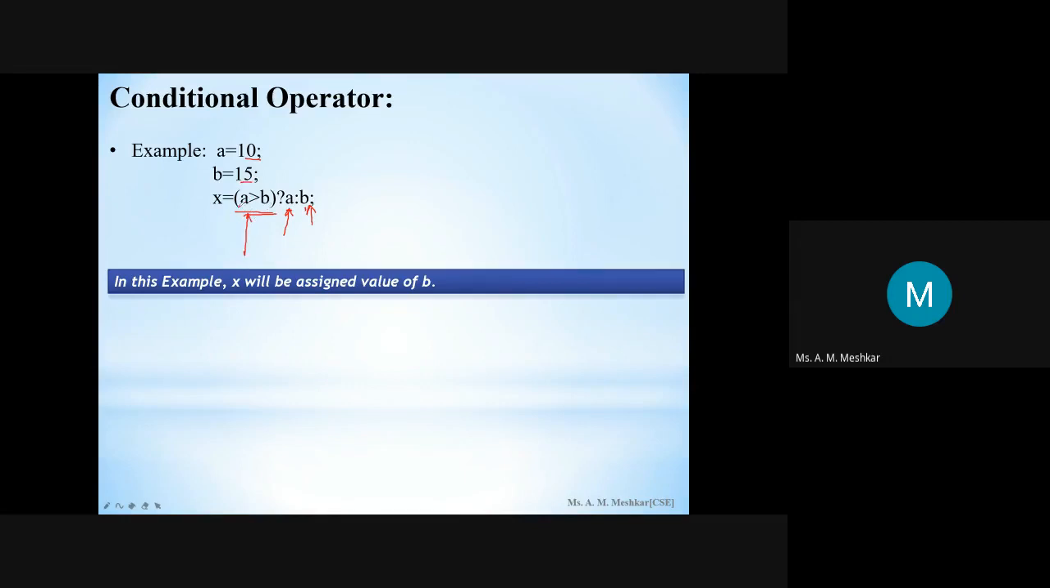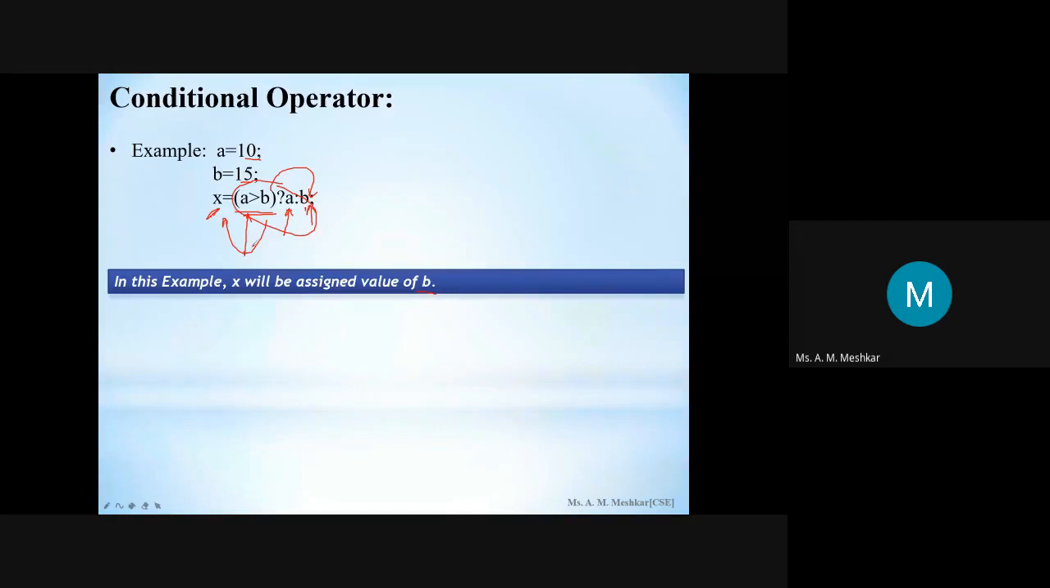ये condition क्या है? ये condition false है क्योंकि 10 greater than B is false. So that's why जब ये false होता है तो हमें कौन सा expression evaluate करना पड़ता है? Second means B. So in this example, X will be assigned the value of B, because on the left hand side we have written a certain variable and we are assigning the result of this value into the x. So whatever the result here, it will be evaluated and will be assigned to the variable x. Understood?